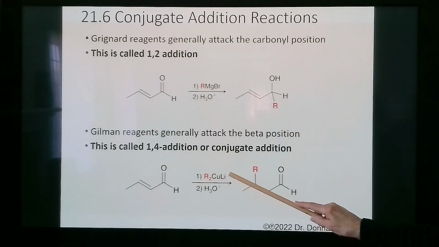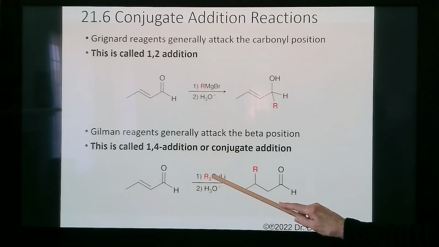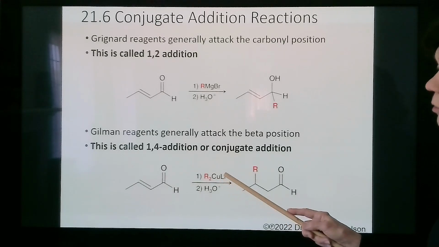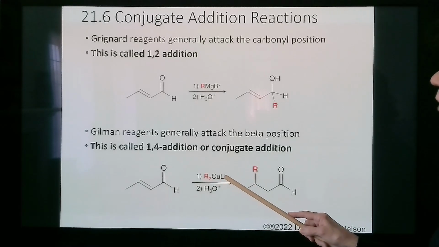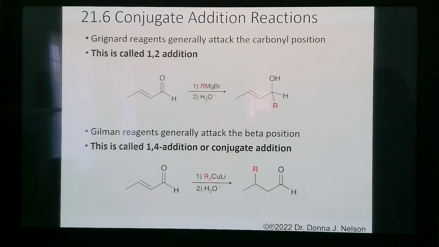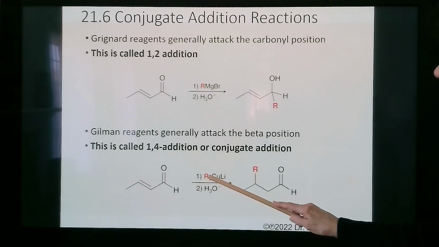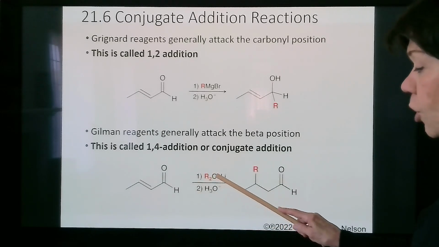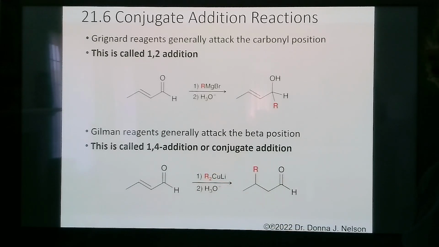Now you have an alkyl anion that is provided by this alkyl cuprate, also called a Gilman reagent, where the carbon is attached to copper, which is a transition metal. It's in the middle of the periodic table. And so this carbon does not bear such a large partial negative charge. The partial charge on this carbon attached to copper is a smaller one.